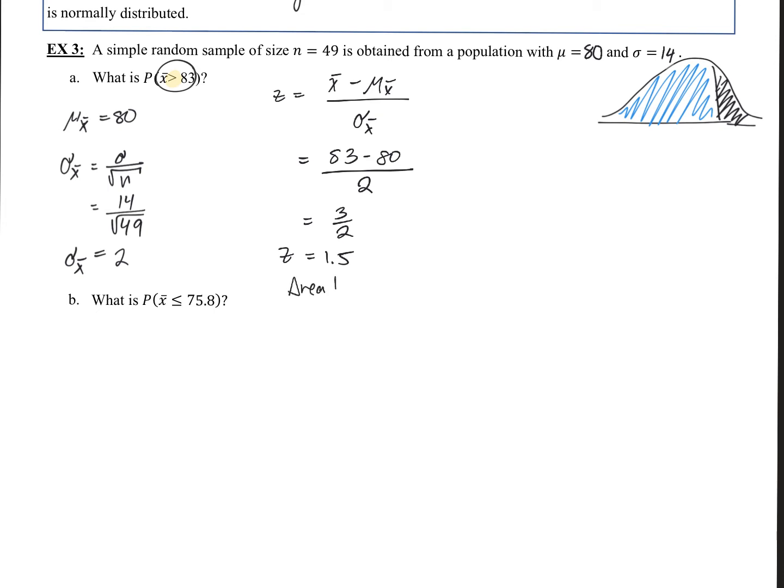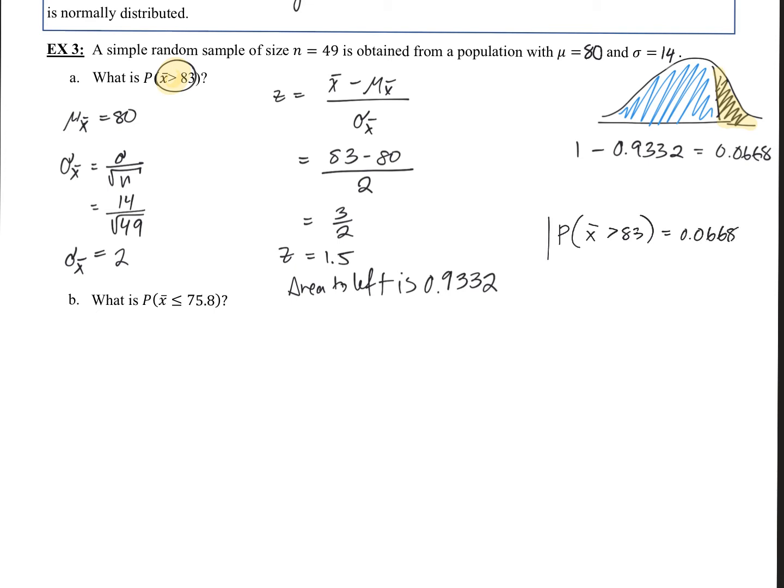So area to the left is 0.9332. But remember, we don't want the area to the left because we're looking for x to be greater than 83. We're looking for the area to the right. So to find that, we're going to do 1 minus 0.9332. And what will we end up with? We'll get 0.0668. All right, so this is not a word problem, so we can just answer with P of x bar greater than 83 is going to equal 0.0668.